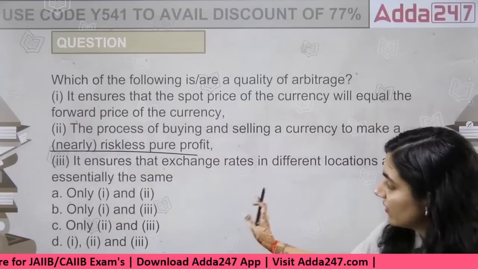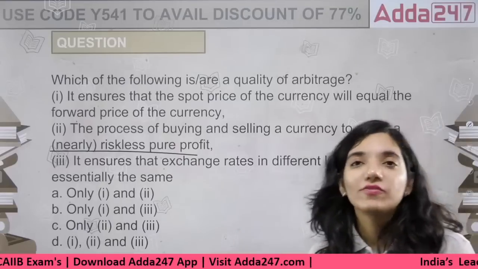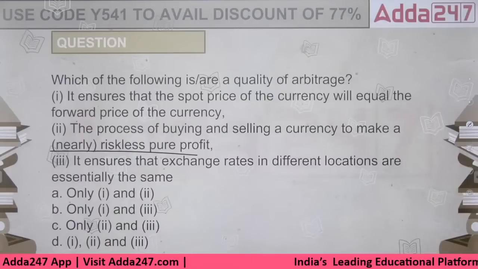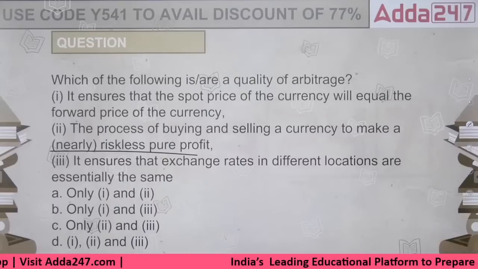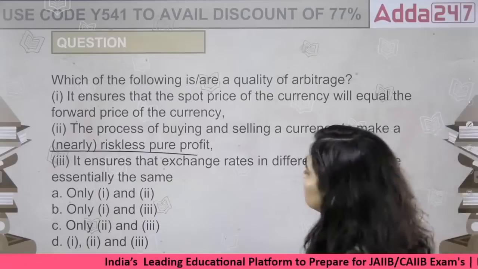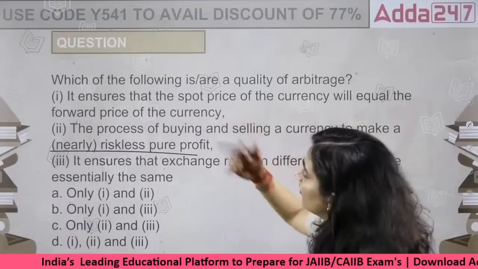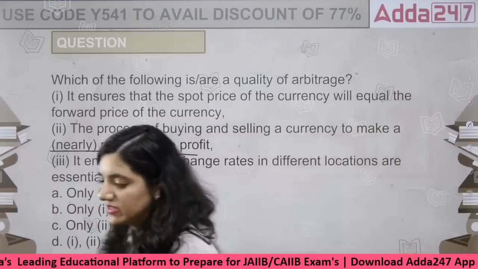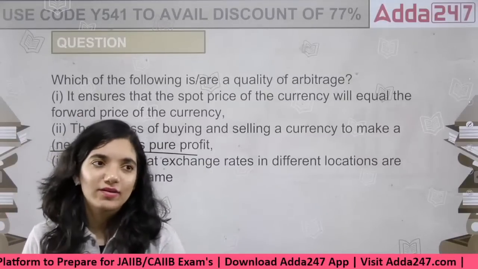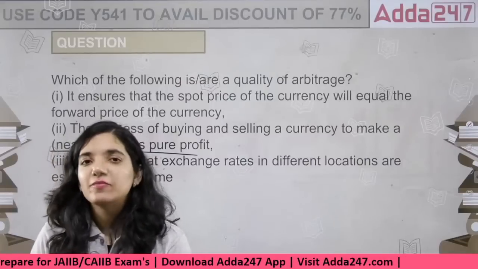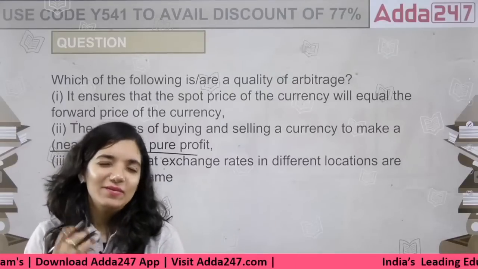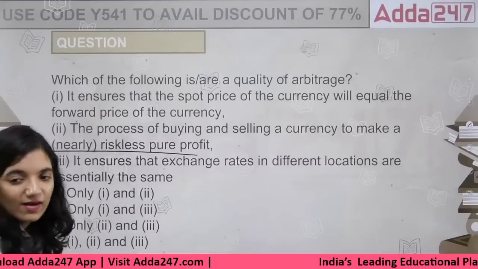1 and 2 are correct, 1 and 3 are correct, 2 and 3 are correct, or all of these are correct. What's the correct answer, everyone? Which of the following is or are the qualities of arbitrage? In terms of arbitrage, it has no role for the spot price as well as the forward price. These are only those things which are to be dealt with whenever we are actually dealing with it. If we are dealing with it today, spot is important. If we are dealing with it tomorrow, then forward is important. Those things are not the point. The point is, there are two different markets which are not exactly aligned together. So we buy things from here, sell things there, and we make a little money out of it. That is what we can say in terms of the process.